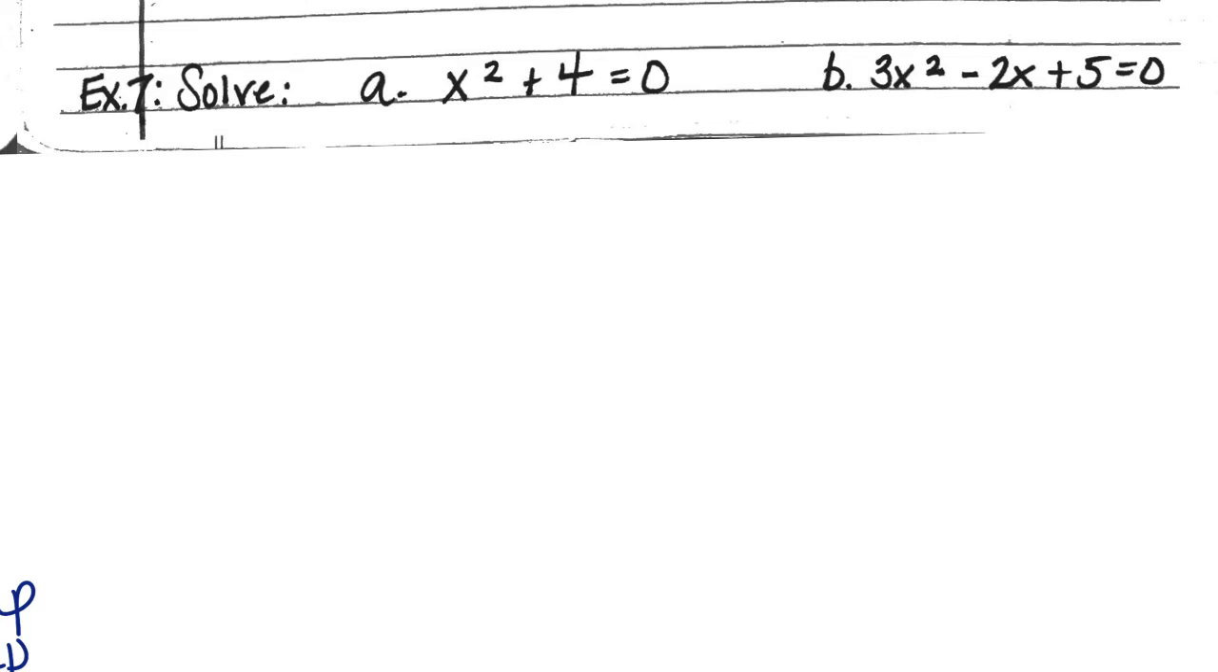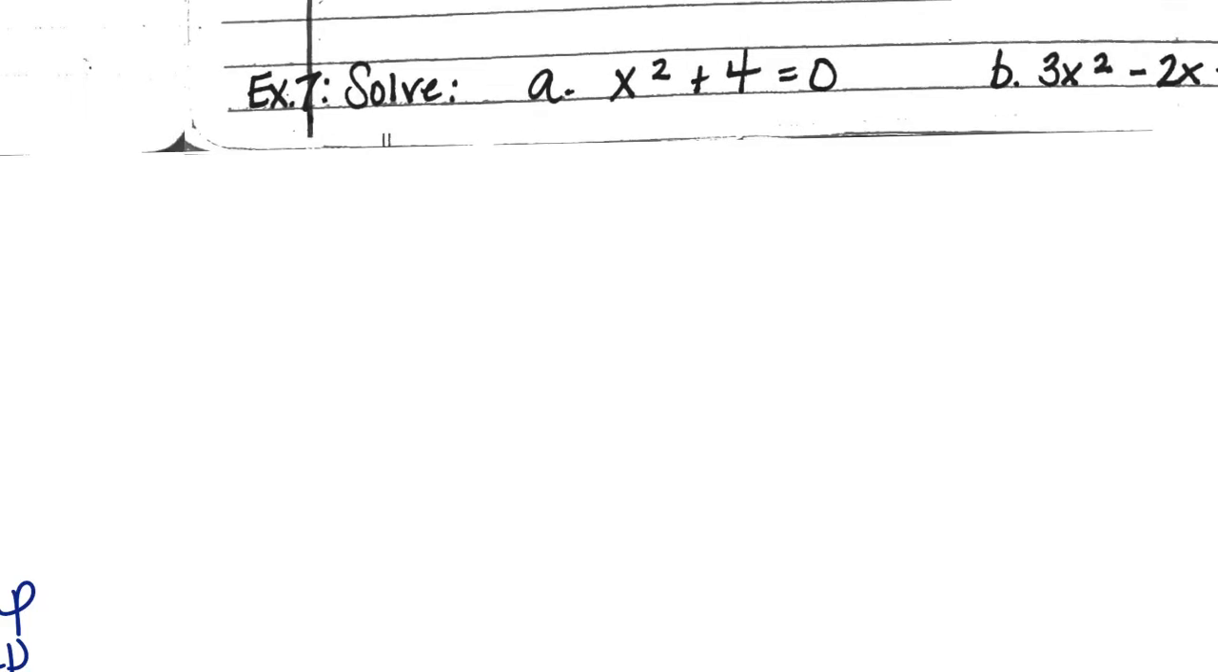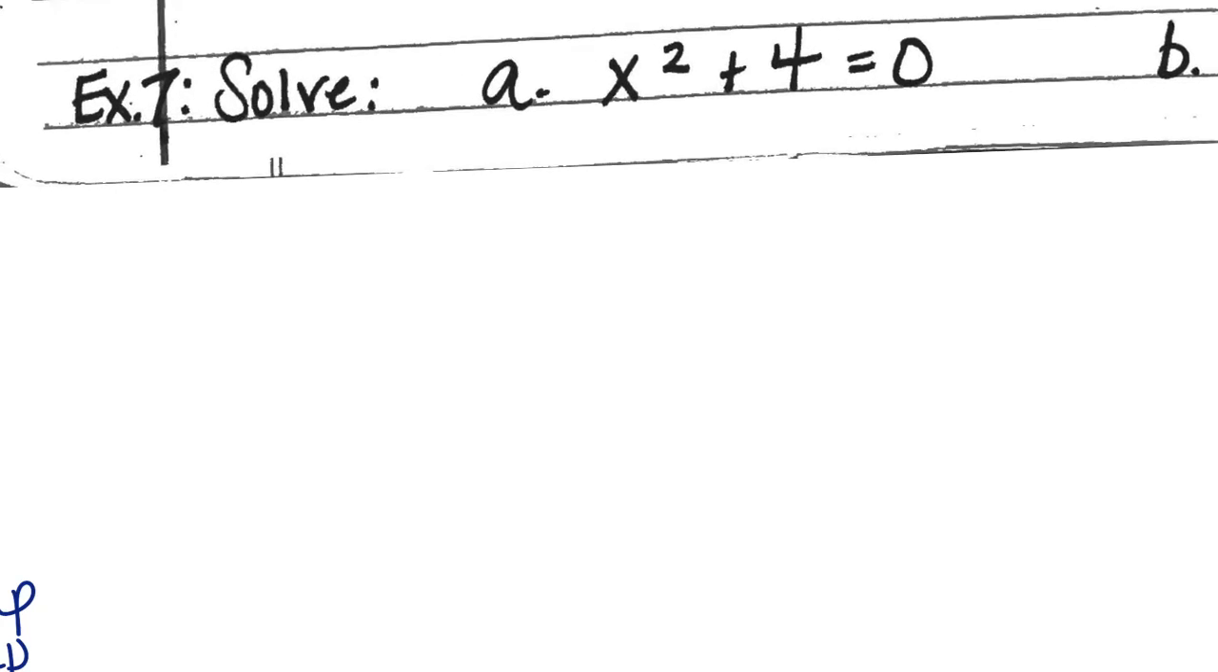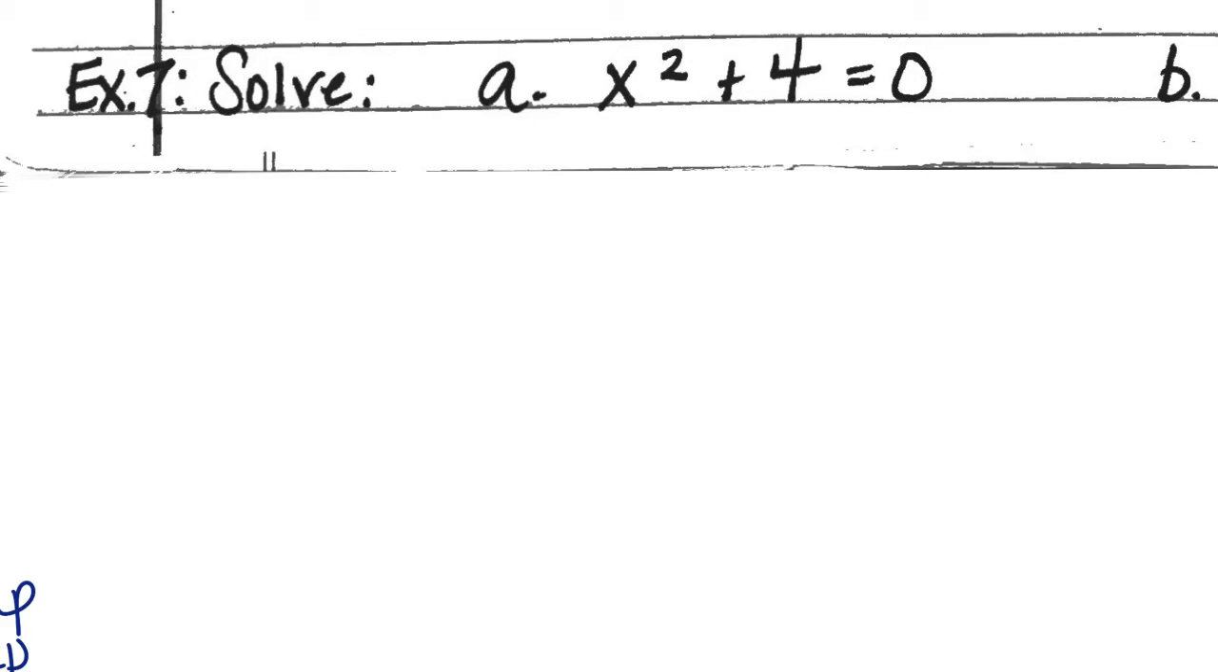All right, last section of lesson 2-4. This is kind of an easier section. This is just solving quadratics that may have imaginary numbers. So we're going to start here with letter A. Letter A says x squared plus 4 equals 0.